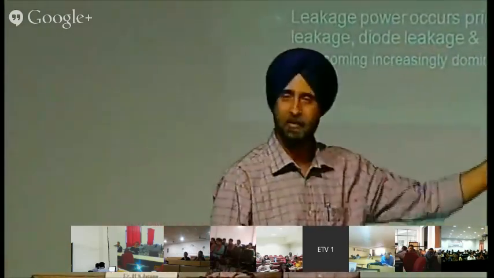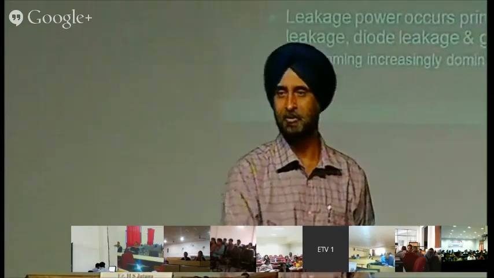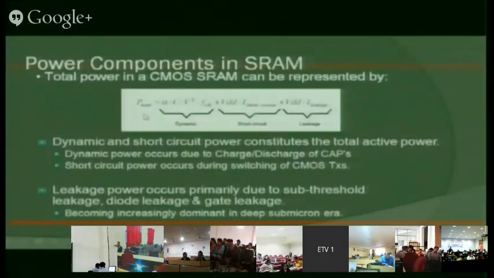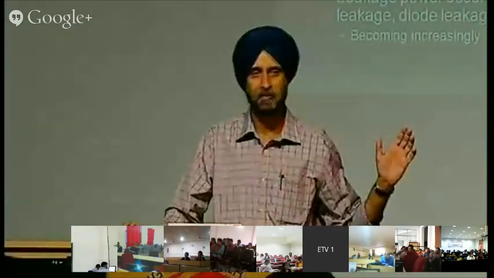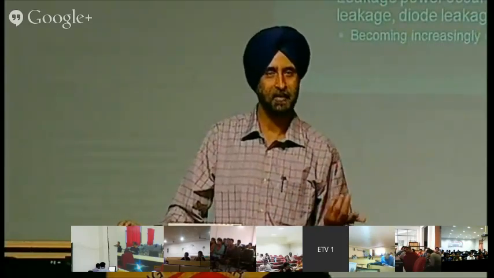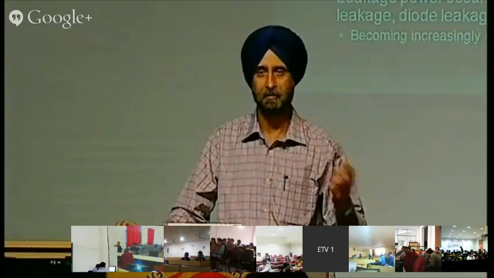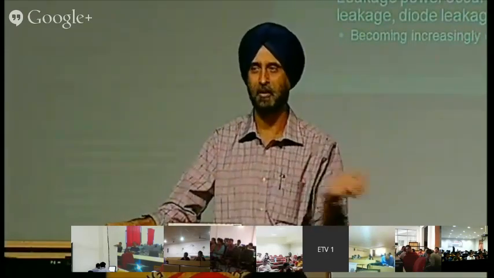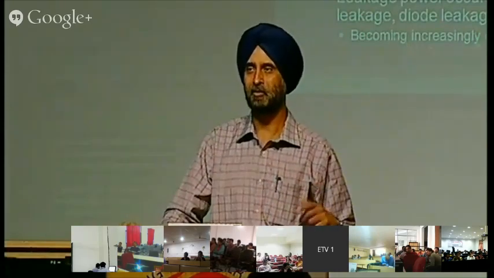Fine. And short circuit, you know, from VDD to ground. Leakages, I told you, there are various PN junctions where there are those leakage powers. Okay, so this power has to be reduced. Leakage power occurs primarily due to subthreshold leakage, diode leakage, and gate leakage. There are basically three types of leakages. In a MOS, all PN junctions have to be reverse biased. A reverse biased PN junction also takes reverse current. There is a current always flowing in a reverse biased PN junction because of minority carriers flowing from P to N and N to P, right? And that is known as diode leakage.